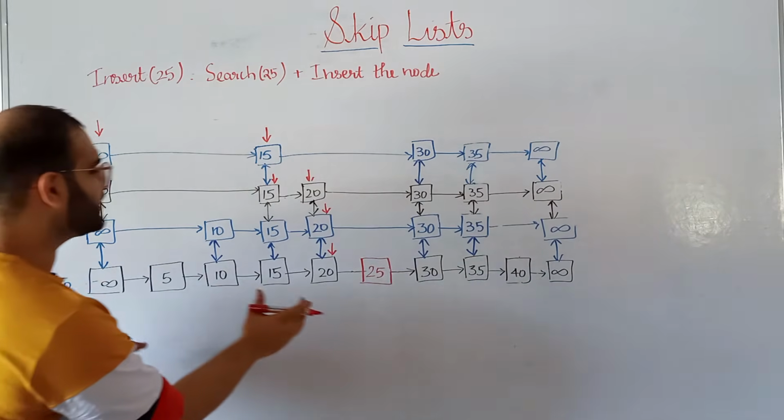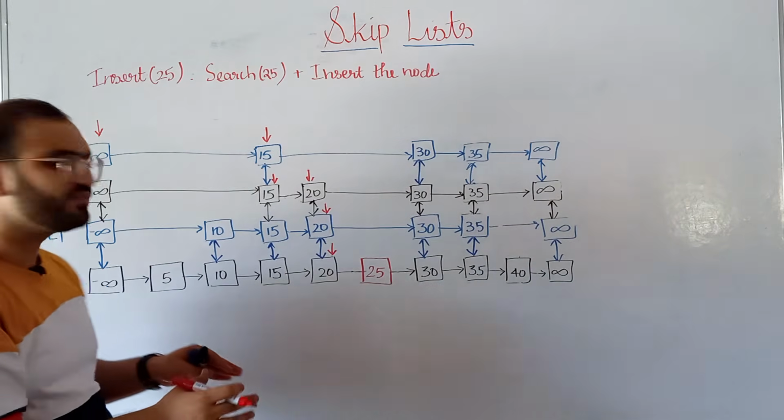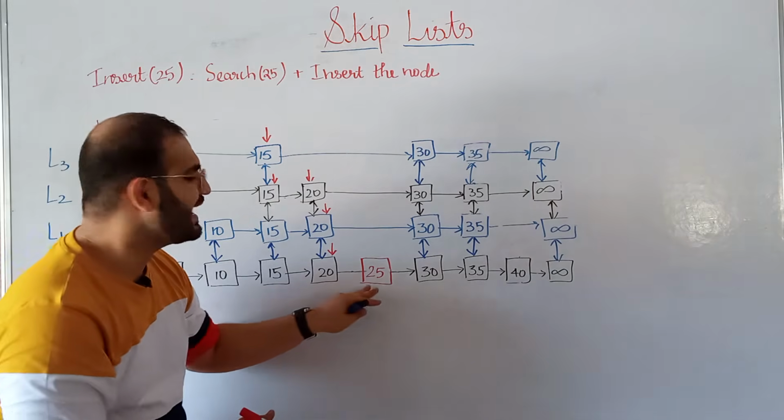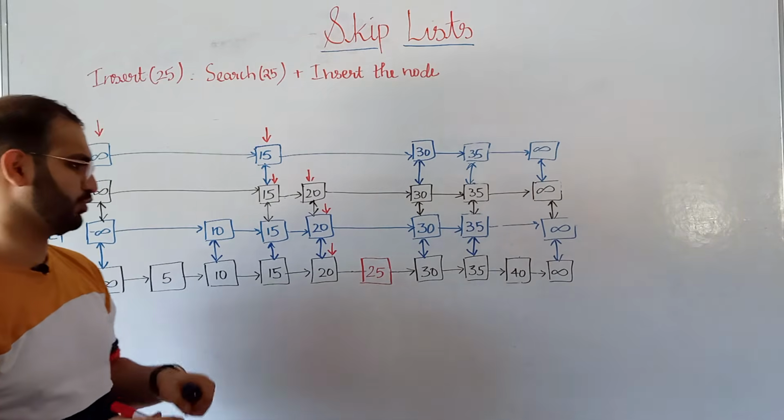Now we have inserted 25 in our skip list, but we have just inserted it at the bottommost level, L0.